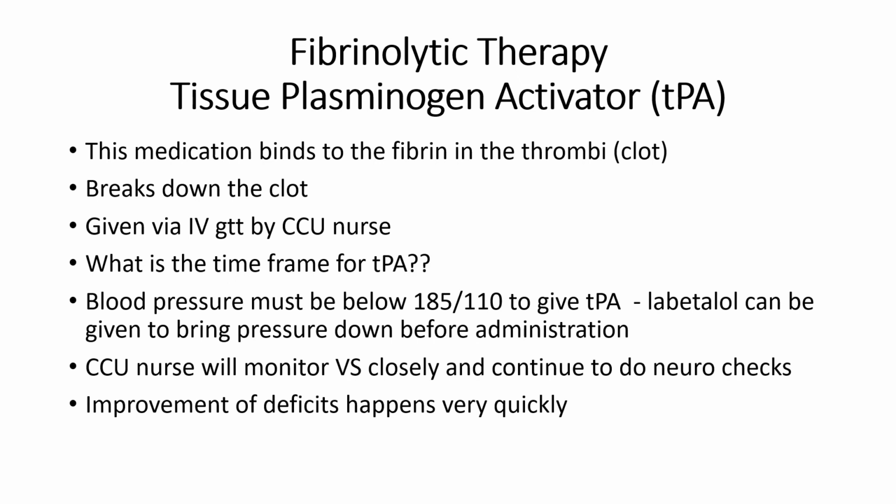We also want to know, like we said before, what's their history? Are they on Coumadin? Are they on any anticoagulants? Because if they are, we cannot give TPA. What are their lab values of coags? Did they have any recent GI bleed, any head bleed? TPA can't be given either with that type of history.